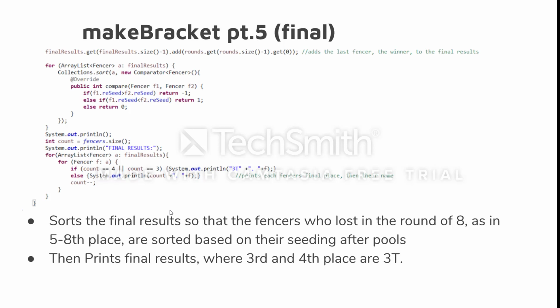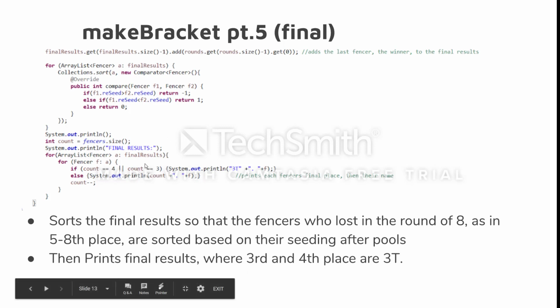So for fencers who lost in the same round, let's say in the round of, well, we call it the round of 8, so 8 fencers left, which is round 3, I think, which is the quarterfinal. The fencers who lost in that round, who are the 5th through 8th place, their position at the end is based on their seeding after pools. So that is what the sorting is doing here. And 3rd and 4th place are tied.